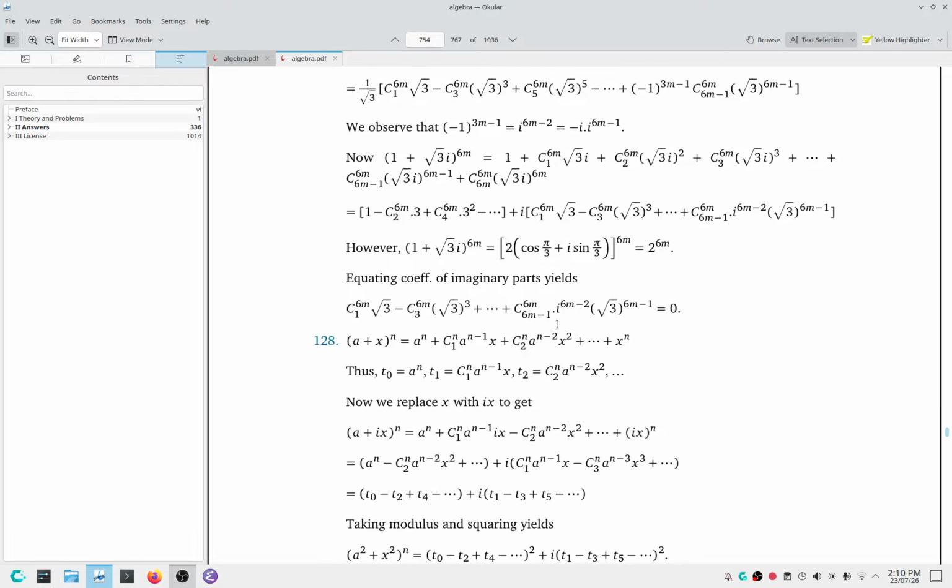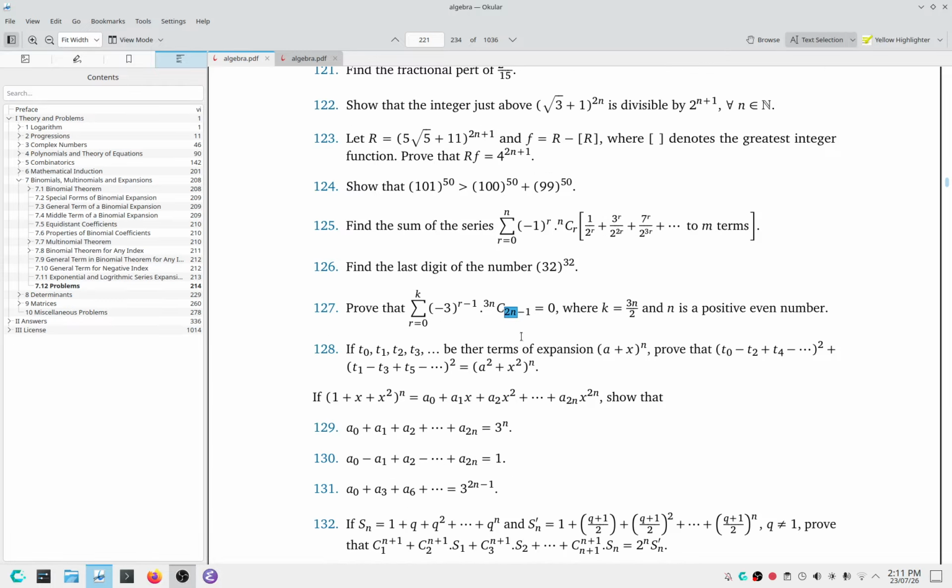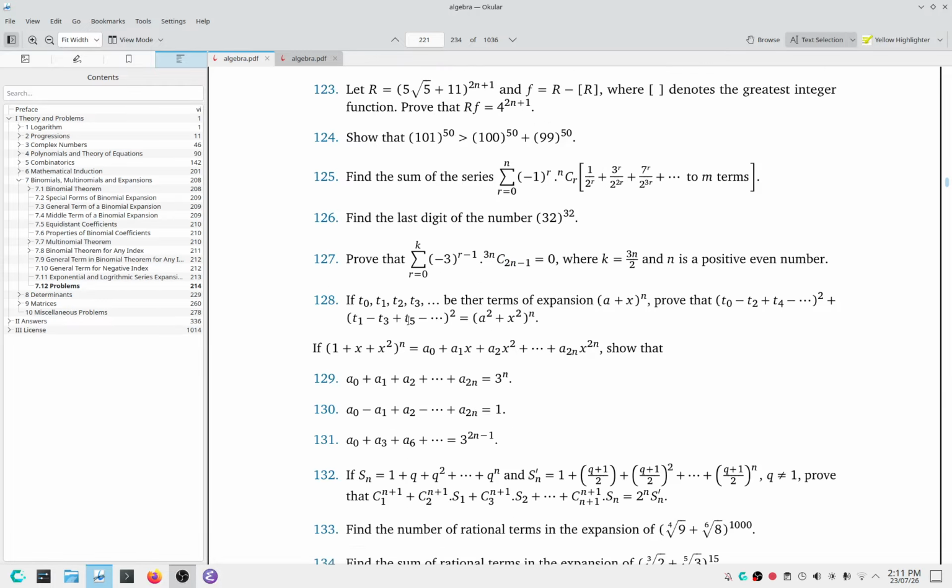It's a bit involving question, but moderately difficult question it is. If T0, T1, T2, T3 be the terms of the expansion (a plus x) to the power n, prove that (T0 minus T2 plus T4 minus and so on) squared plus (T1 minus T3 plus T5 minus and so on) squared is equal to (a squared plus x squared) to the power n.